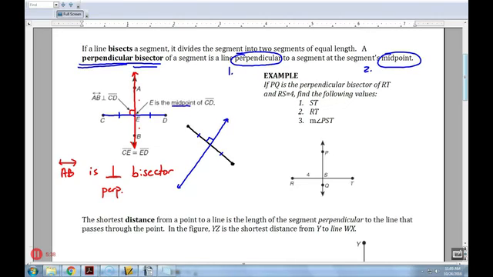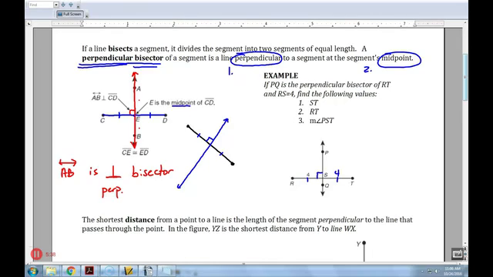All right, so example over here, PQ is the perpendicular bisector of RT, so I know that there's 90 degrees right here. RS is 4. Well, since PQ is a perpendicular bisector, this side 4 has to match this side, which would be 4. And I should now be able to fill in the following values.